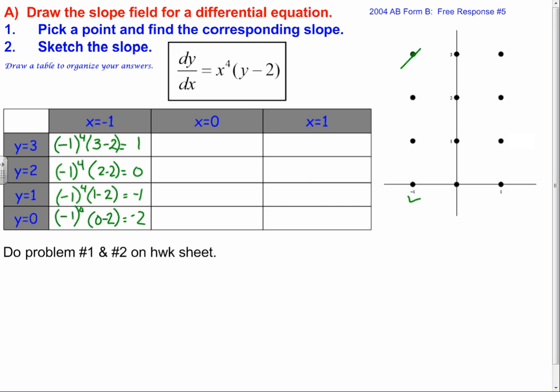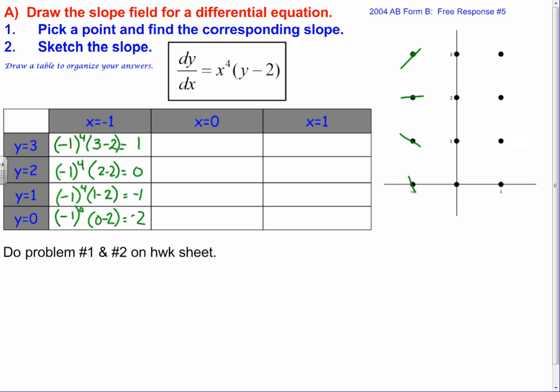Let's go fill in the column when x is -1. So we have already got our 1 in place. This has a slope of 0, a horizontal line, a slope of -1, and a slope of -2, slightly steeper than what I had previously drawn. There we got x equals -1 done.